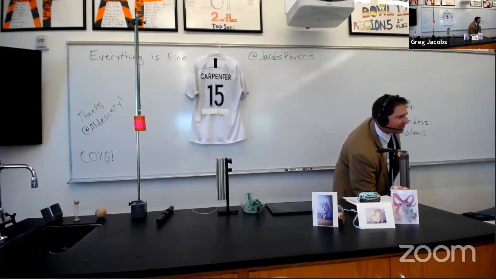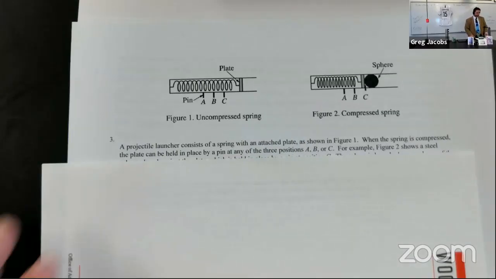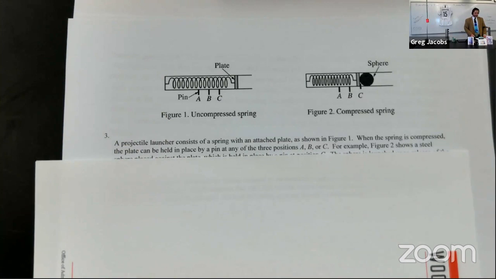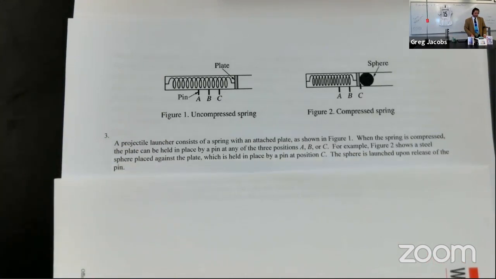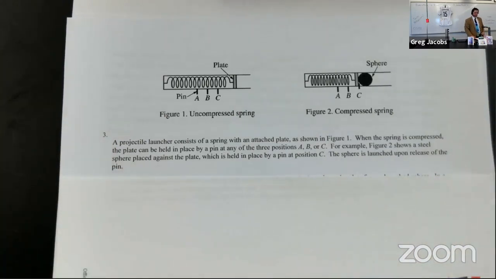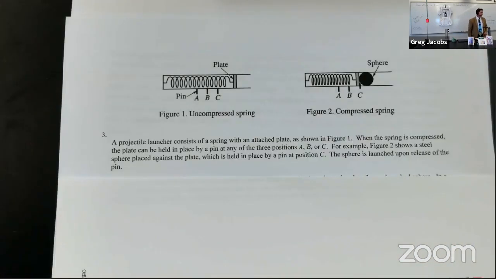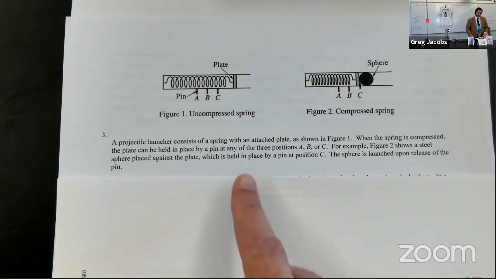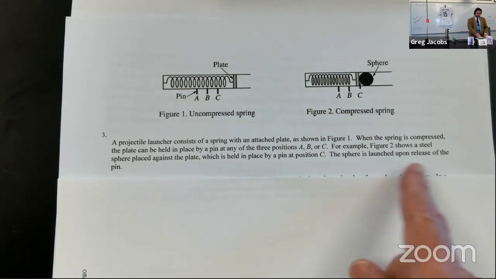Let's see the situation that I posed yesterday. This is last year's experimental design problem, problem 3 on the 2019 exam, and I've just started with the situation here. A projectile launcher has a spring with an attached plate, and so on.